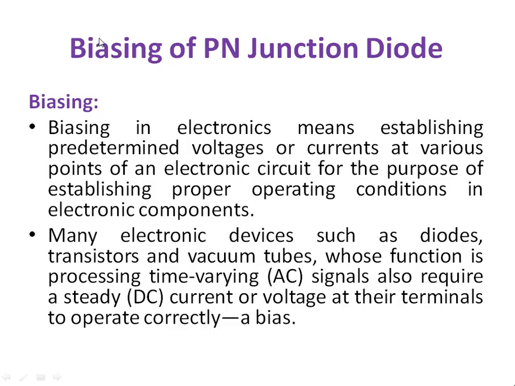And one of the important things is biasing of p-n junction diode. Most of the electronic devices such as diode, transistor, and vacuum tubes, that function is processing AC signal. So it requires a steady state DC supply. The supply may be voltage or current for their correct operation. So providing a steady state voltage or current at their terminal is known as biasing.